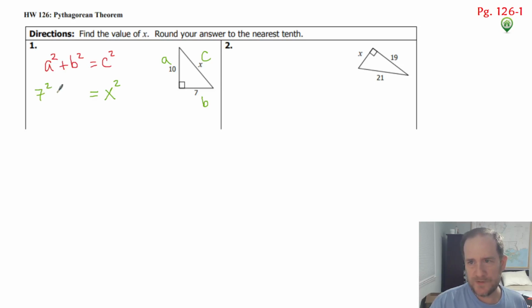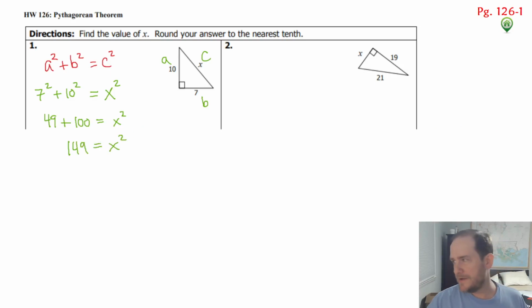But let's say we go 7 squared, 10 squared. Then 7 squared is 49, because that just means 7 times 7. 10 squared is 100, because that's just 10 times 10. Then you just add those up. You get 149. That equals x squared. Then, of course, the way algebra always works is to get x alone, you do the opposite of whatever is being done. And the opposite of squaring a number is taking the square root of it.